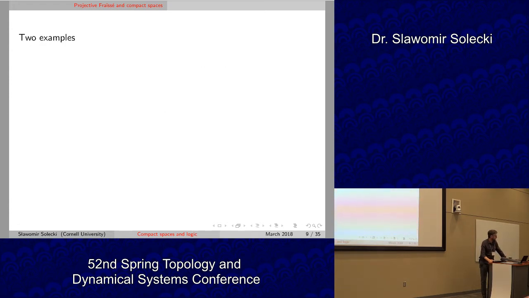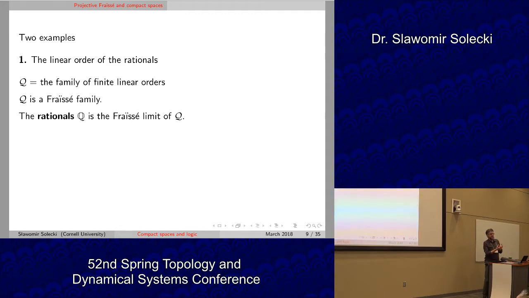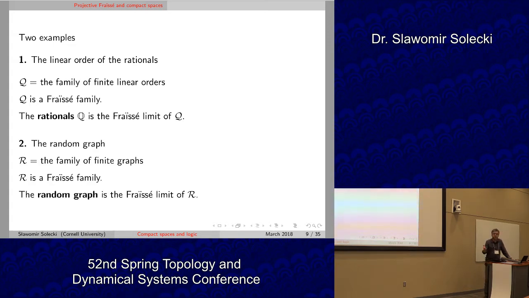So let's do two examples. First of all, this is the most classical example. You look at the family of all finite linear orders. You check that linear orders do have this amalgamation property. It's easy to check. So this is a Fraisse family. It's a countable Fraisse family because there are only countably many finite linear orders. So there is this limit. And one can look at the limit and identify it as, well, what else would it be? It would be the rational numbers with less than. This is the generic countable linear order. So it turns out that the limit of this family is exactly this structure.